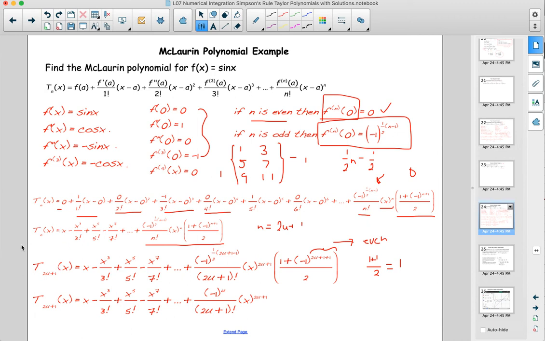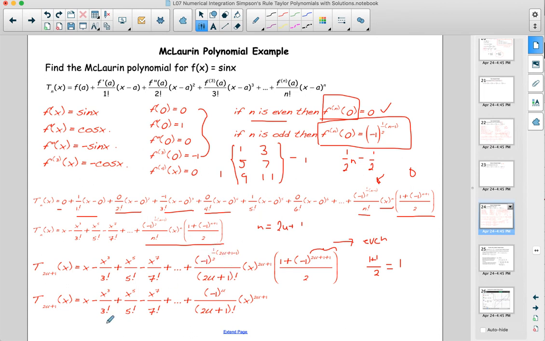So now I'll call this the Taylor term for 2u plus 1. So it's the order 2u plus 1. None of this will change. This little bit here, how will this change? So I'm going to replace the n with 2u plus 1 minus 1. I'm going to replace this n with 2u plus 1. I'll replace that n with 2u plus 1. And I will replace this n with 2u plus 1.